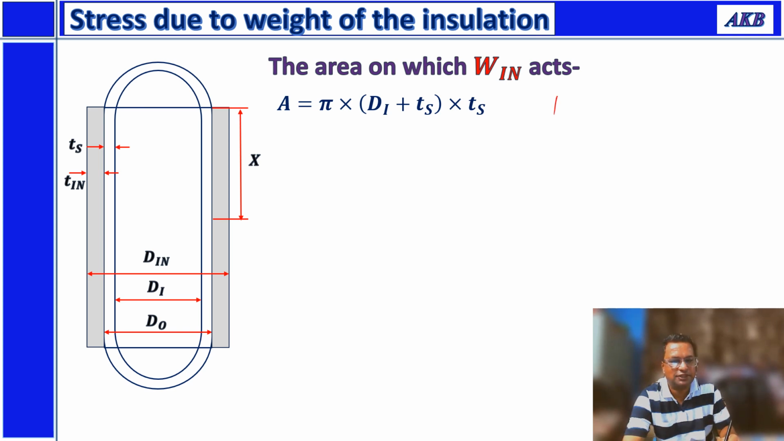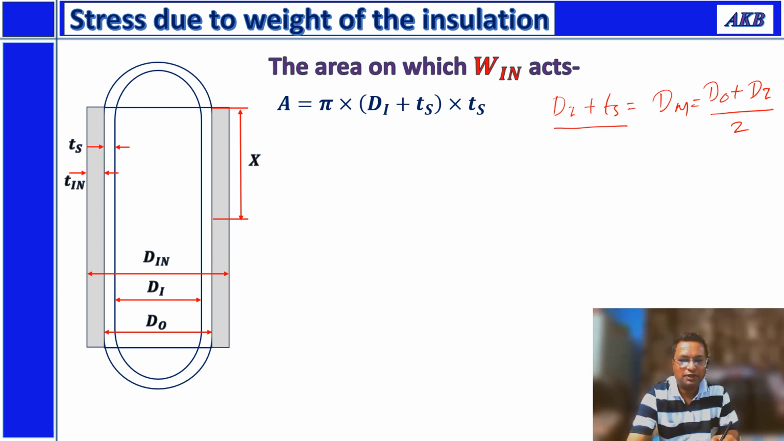Here in this case, di plus ts is nothing but the mean diameter, which is the mean of outer and inner diameter. You can check that. So if you simplify this, you do some analysis with this, you'll get this equation. So di plus ts is nothing but the mean diameter. Therefore, the weight of the insulation is going to act on this area.